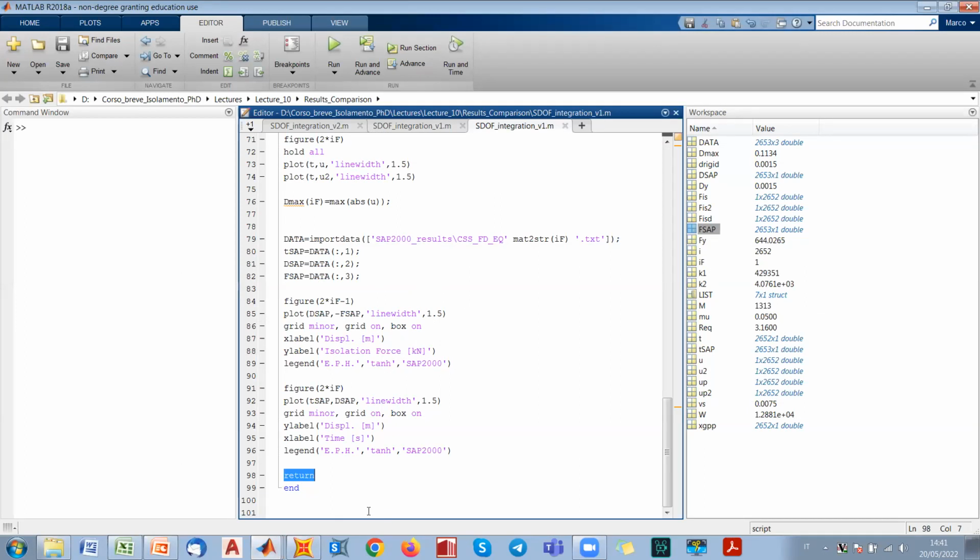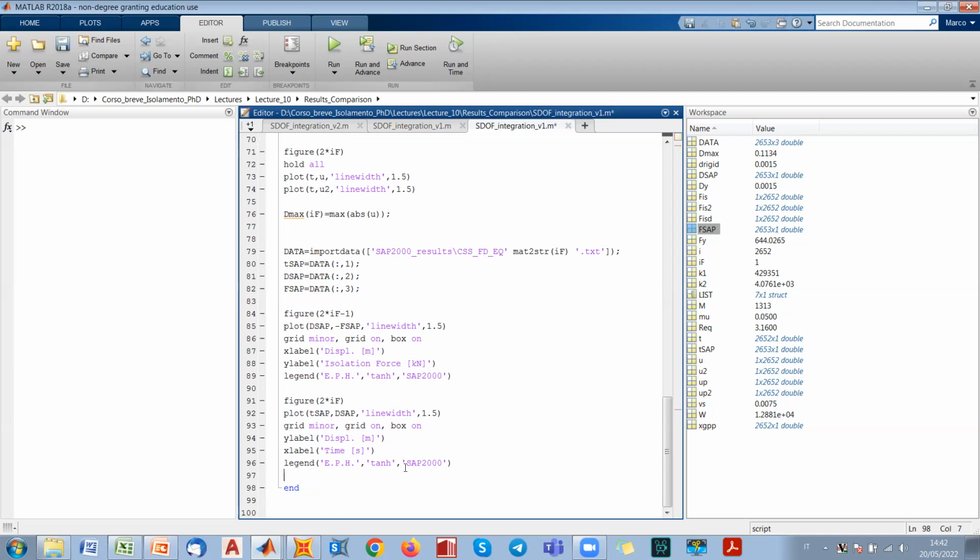So I think that we can directly, yeah, we could also try to check the force time series, but then we will do it later. So let's do it for all the earthquakes.